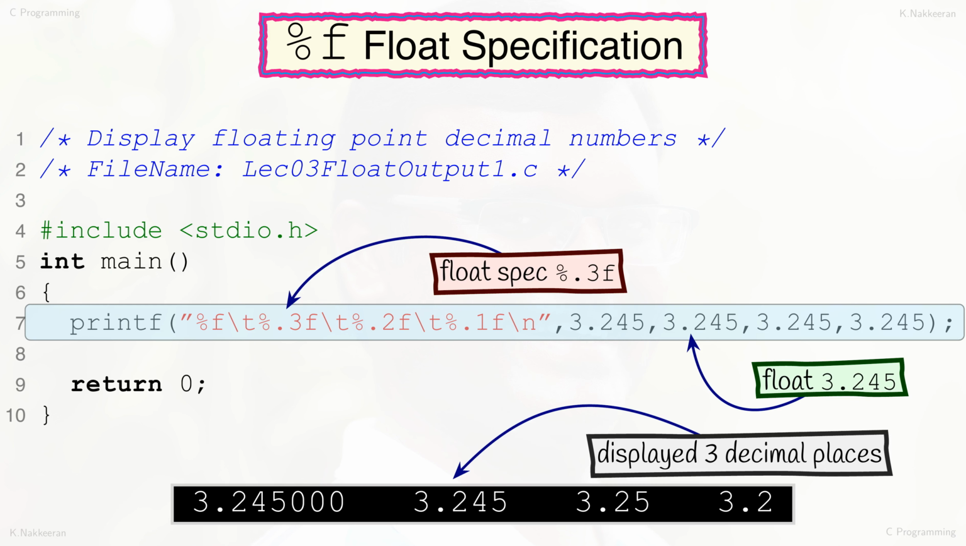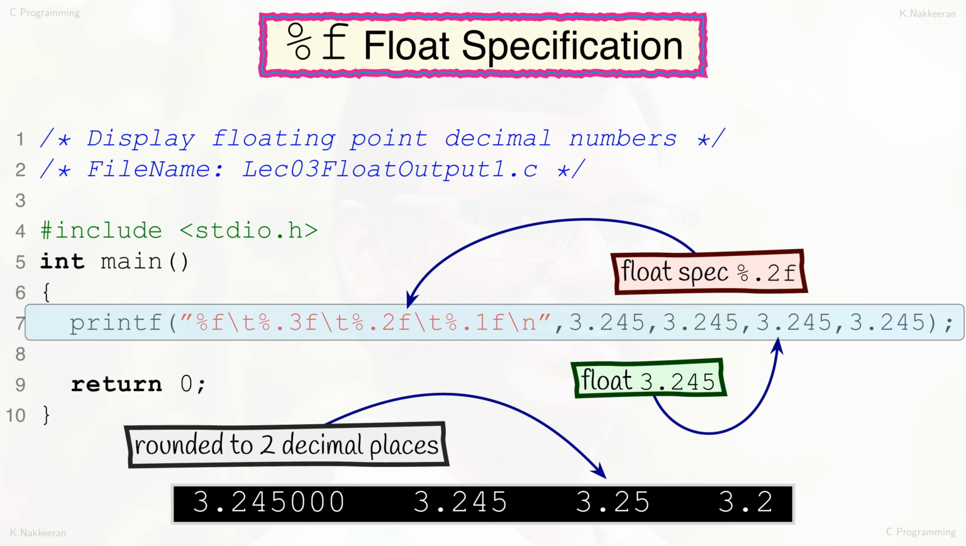Number of decimal places to be displayed can be specified in %f specification as point followed by so many places in between the % and f. For %.3f specification, 3 decimal places will be displayed. 3.245 has exactly 3 decimal places numbers. So, in the output provided float number 3.245 will be displayed as 3.245. For %.2f specification 2 decimal places will be displayed.